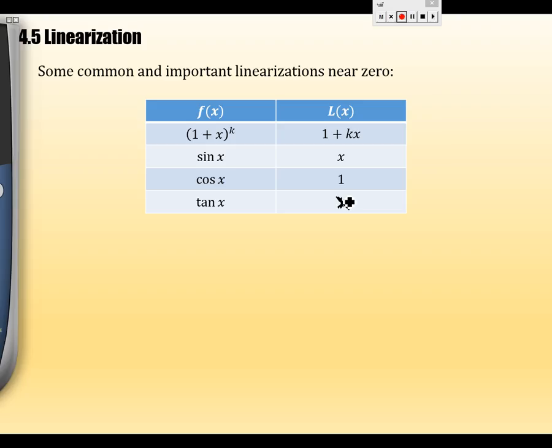Tan x is also x. Again, convince yourself from the picture or actually work it out yourself. Of course, this is not an exhaustive list. Obviously, you could come up with other approximations that are interesting to us.